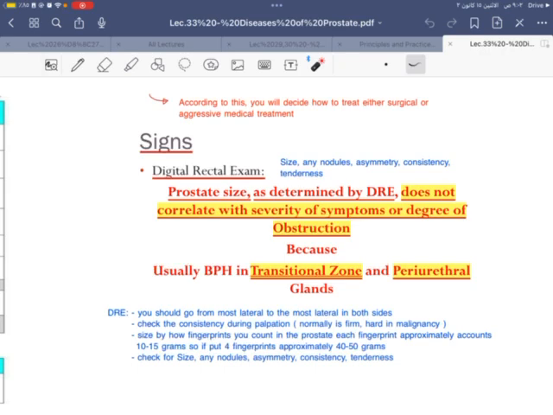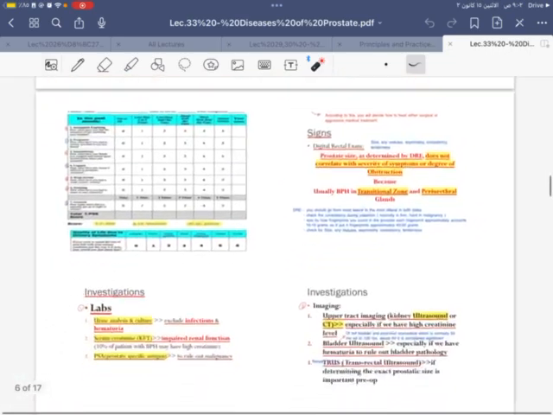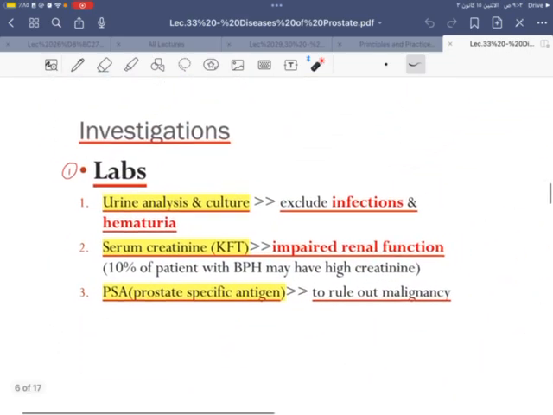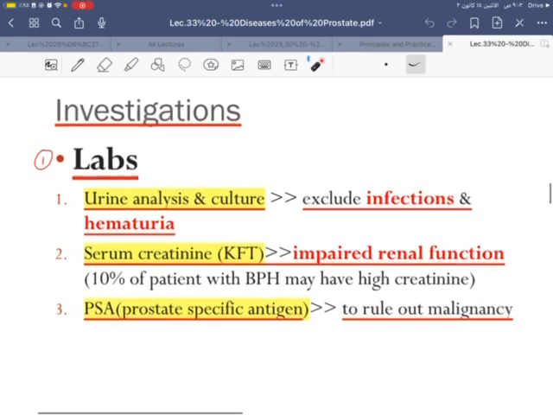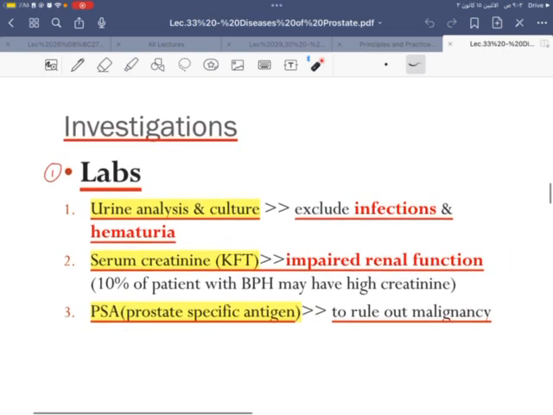How to investigate your patient? You should start with labs: urine culture due to infection or hematuria, serum creatinine, kidney function tests, sodium, potassium, urea, creatinine. In 10% of patients with BPH, they present with renal failure. Prostate-specific antigen, total and free, just to rule out malignancy. I think I have details on that.